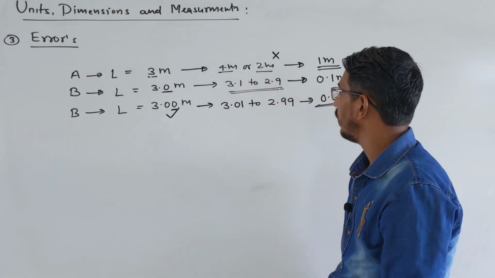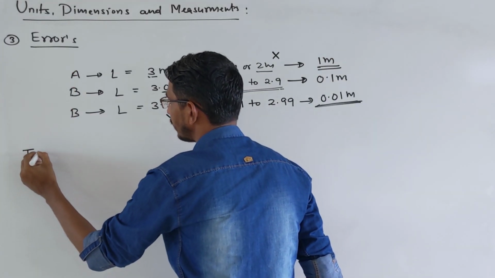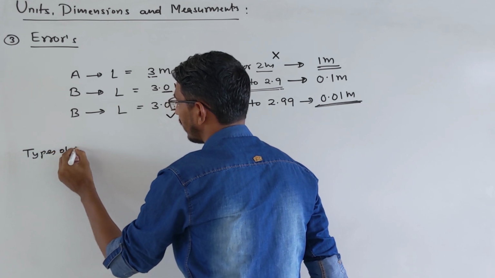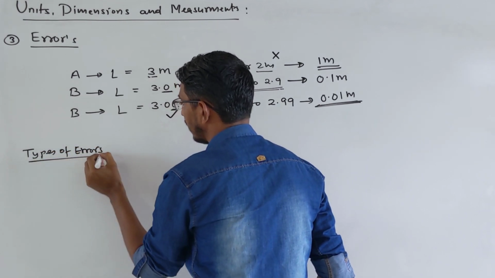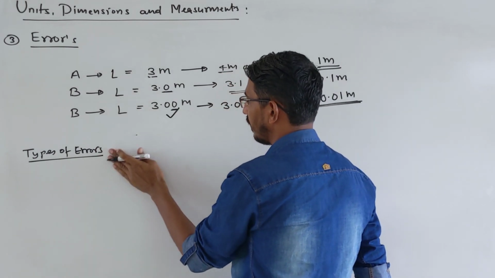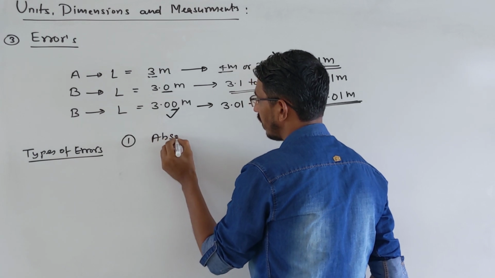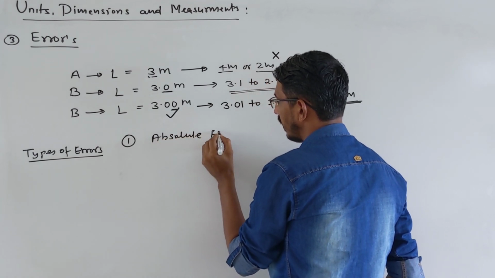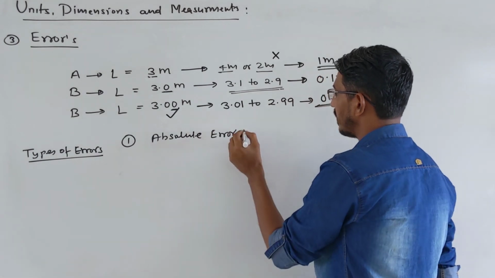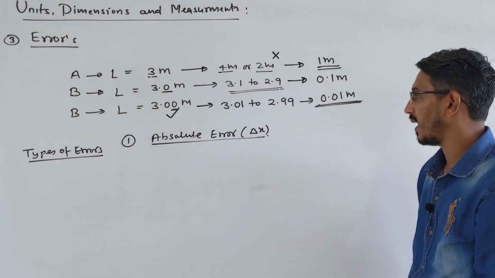Okay. So now let's talk more about error, and here we talk about types of error first. Yes, we will talk broadly about 3 types. Let me write one by one. The first one we talk about is called absolute error, and we represent it by the symbol del x. What is absolute error?